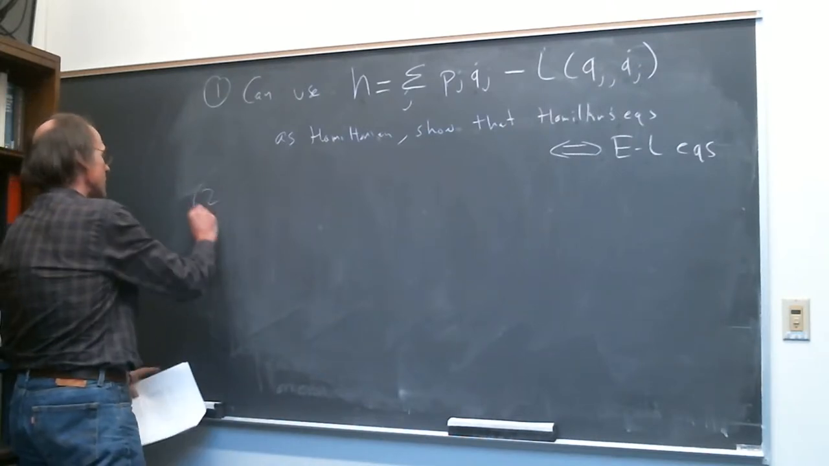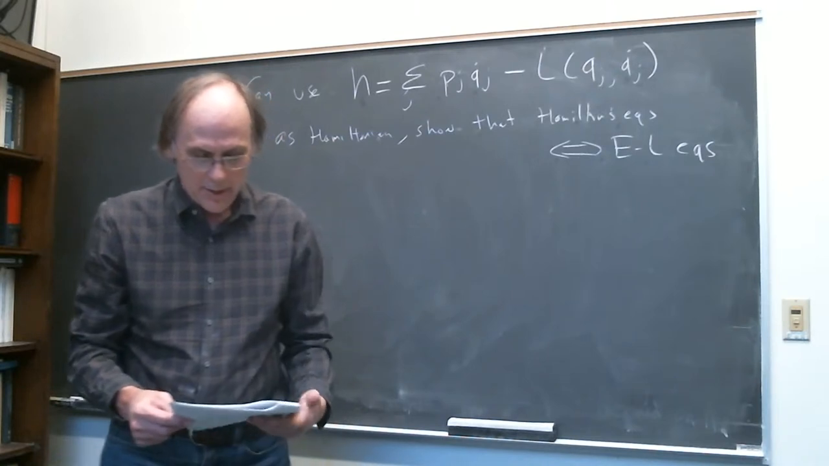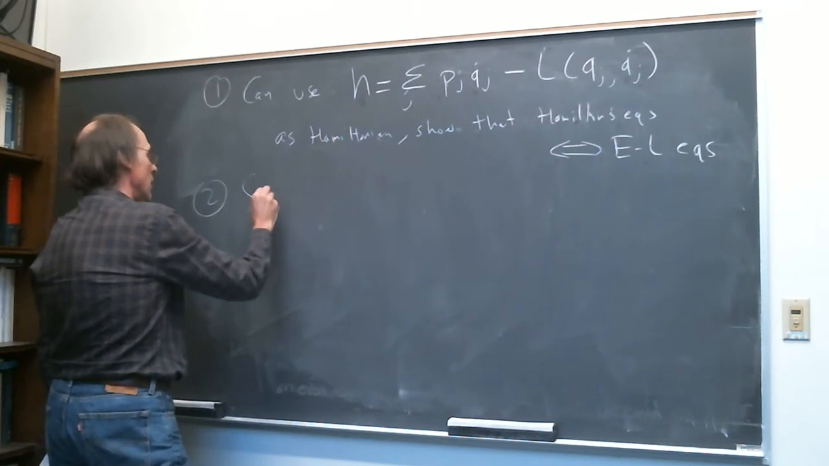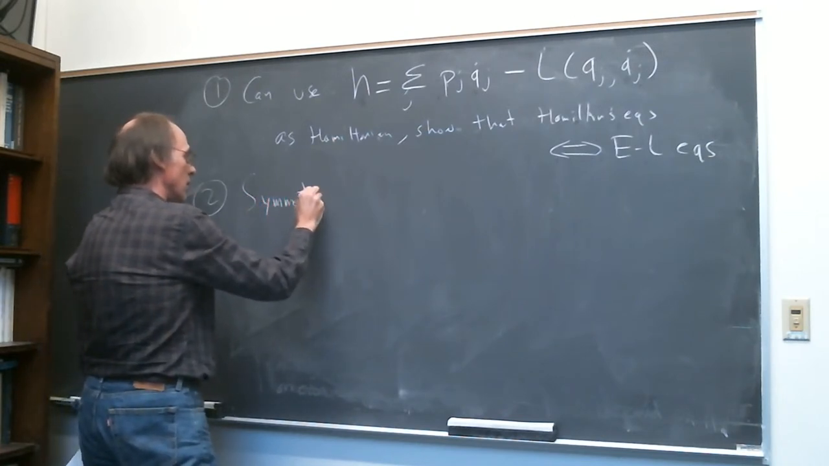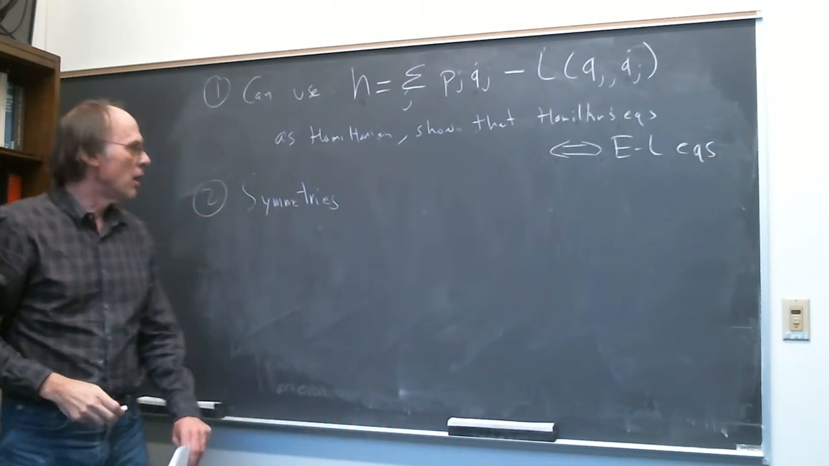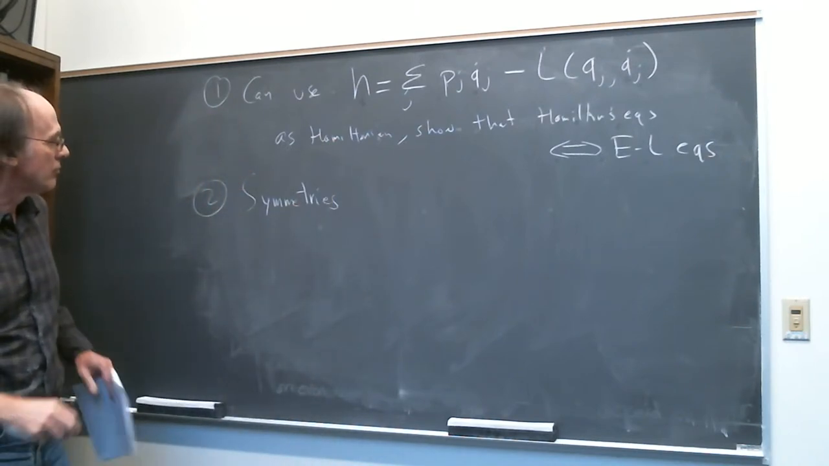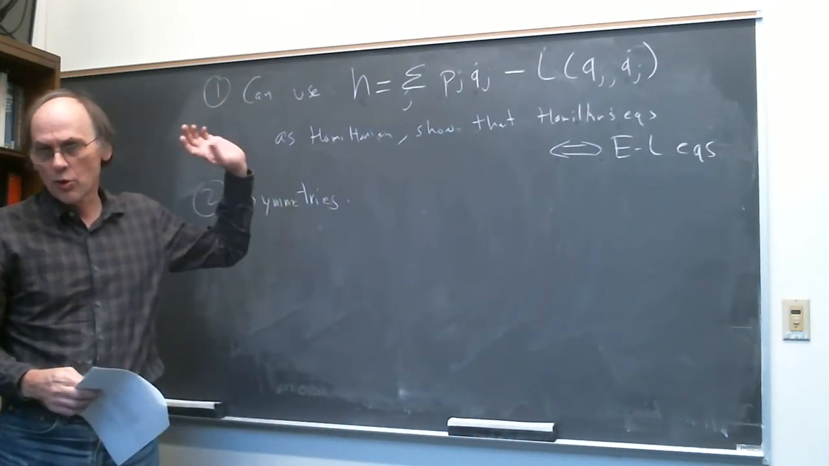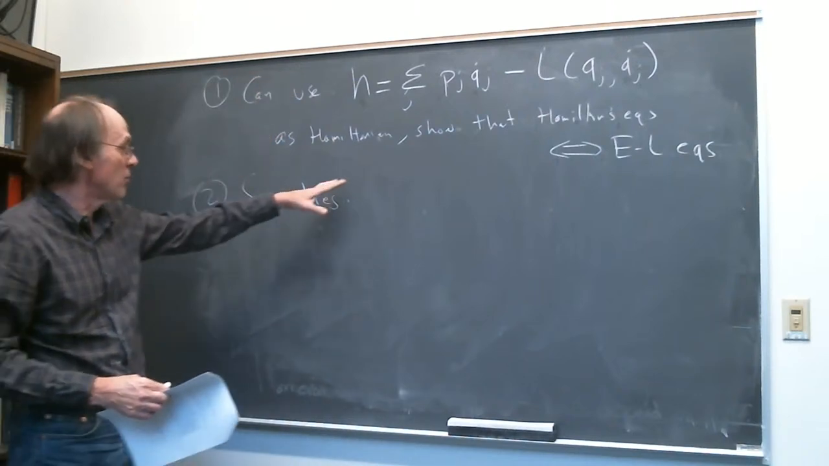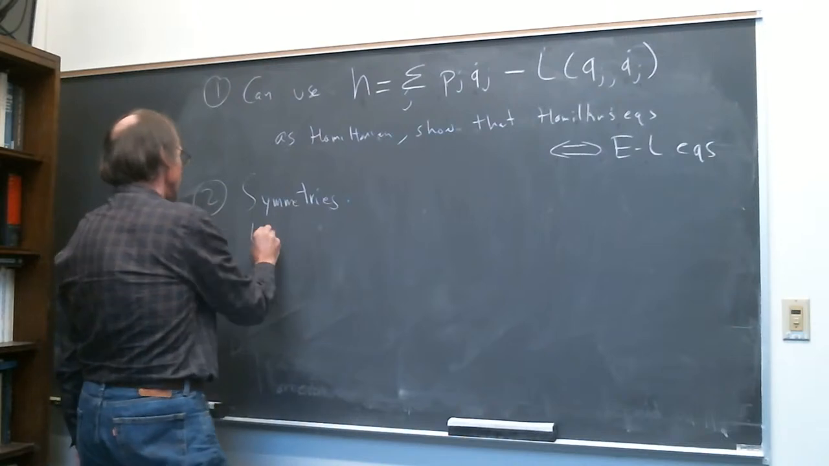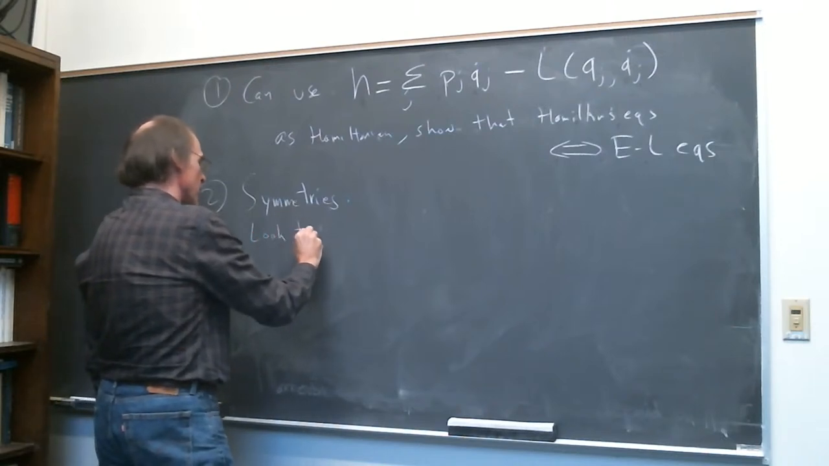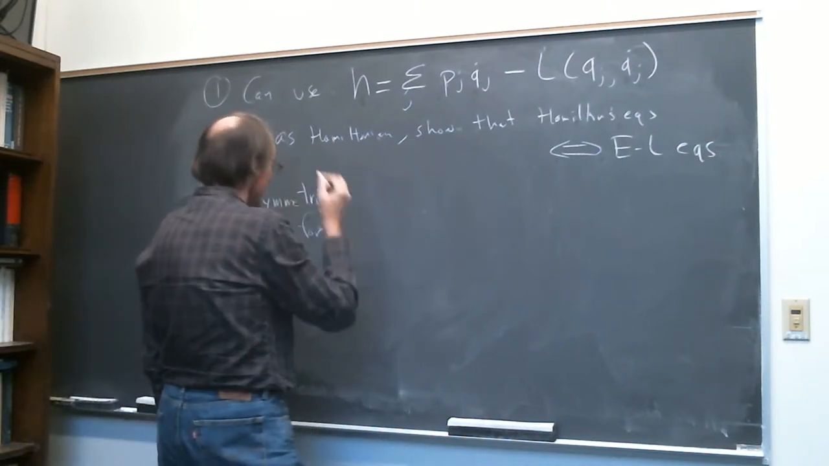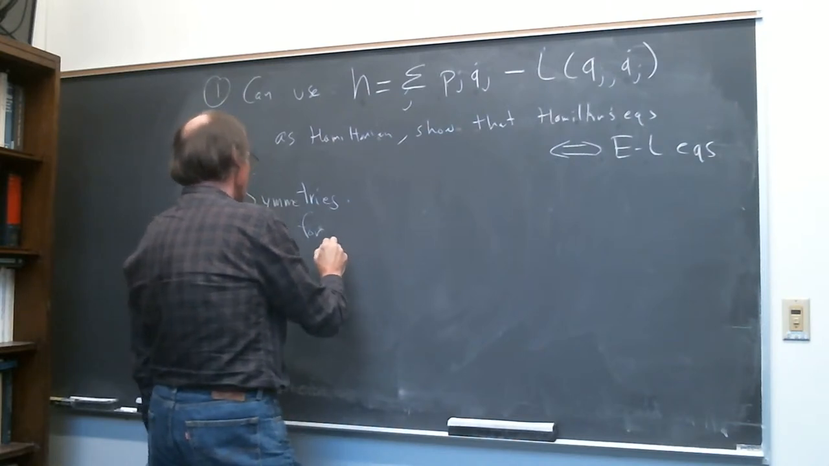And now maybe the second thing is the way you talk about symmetries, symmetries of the theory. So the main tool that you use in the Lagrangian formalism: in the Lagrangian formalism, what you're doing is looking for variations.